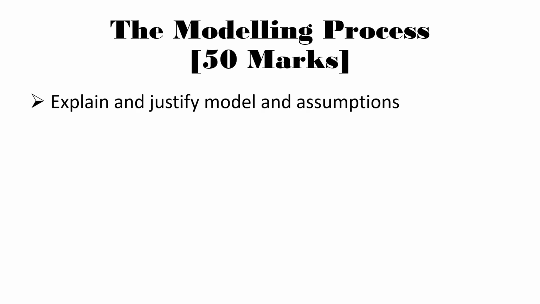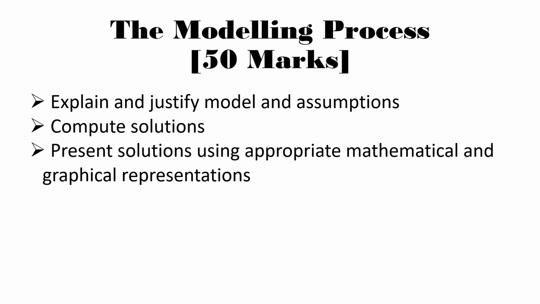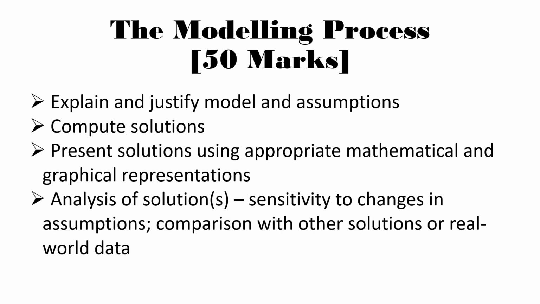So the second section in the modelling project is the modelling process, and this is the biggest section. It is worth 50 marks, and it says explain and justify your model and assumptions, compute your solutions, present solutions using appropriate mathematical and graphical representations, and the analysis of solution or solutions, sensitivity to change in assumptions, comparison with the other solutions or real world data, and the iterative process. Now, when this is marked, it's broken into 3 sections. So I'm going to just work through each section and talk a little bit more about these points then.